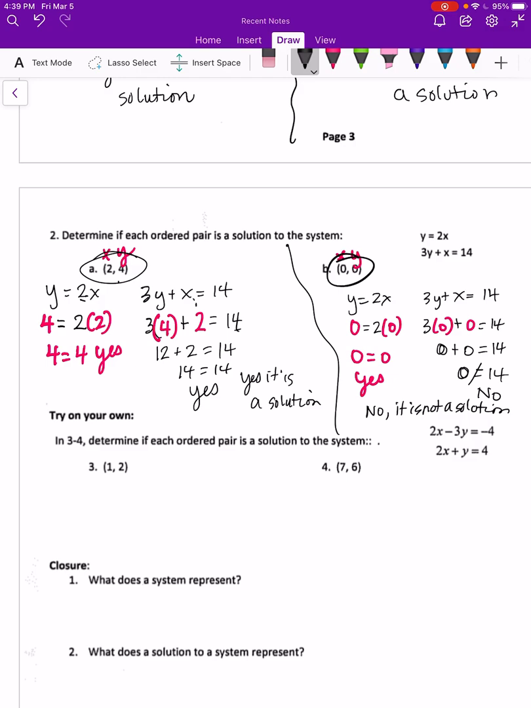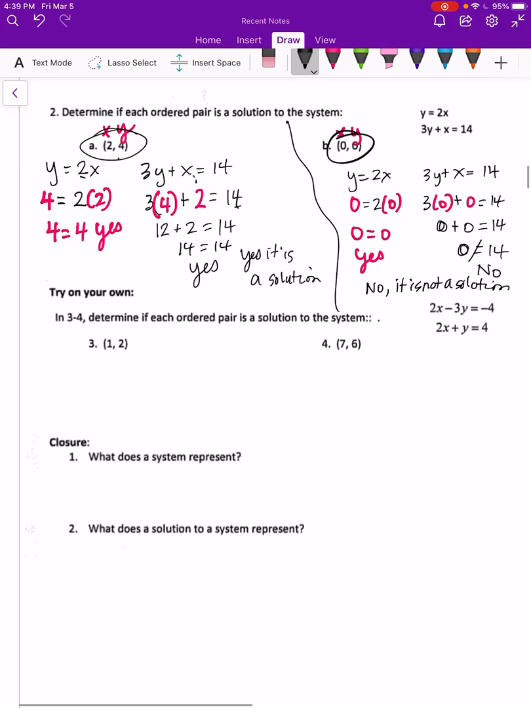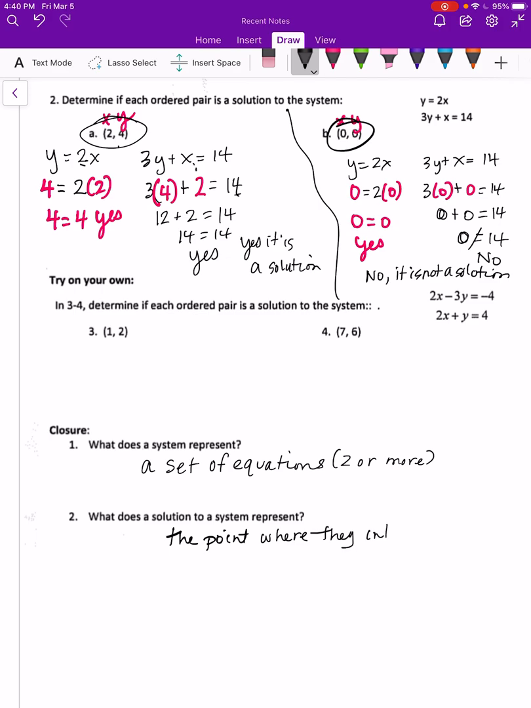There's a couple of more examples for you to try on your own. A system is a set of equations, usually 2 or more. And what does a solution to a system represent? The point where they intersect or they cross.